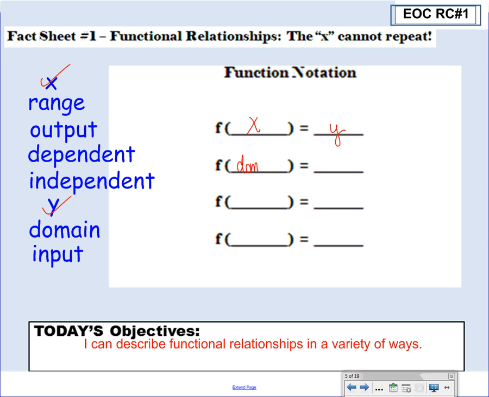Domain is on the inside. Range is on the outside. Input and output. Input is on the inside, is what we put into our function. And then what comes out is the output. And then last but not least, we have our independent. Again, it's on the inside, and dependent, that's on the outside.